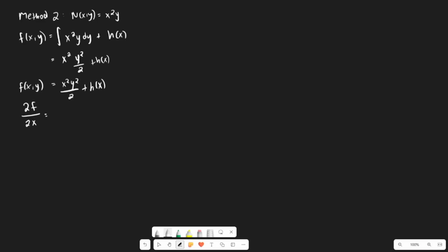And in this case, we get the partial derivative of x squared y squared over 2. We take out the y squared over 2, since we consider that to be the constant. And for x squared, let's get the derivative of x squared, so that is 2x, plus h prime of x. We simplify even further. We cancel out 2 right here, and we're left with xy squared plus h prime of x.